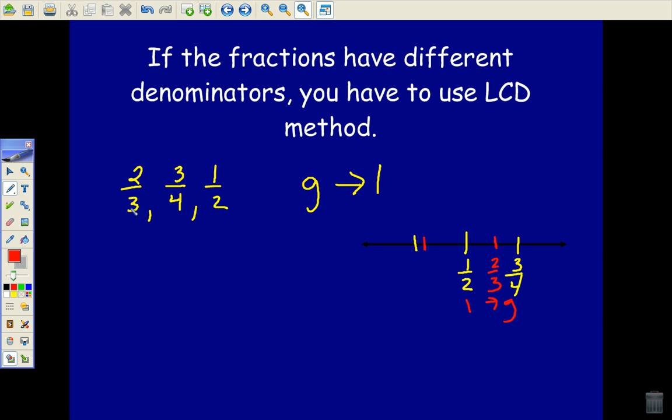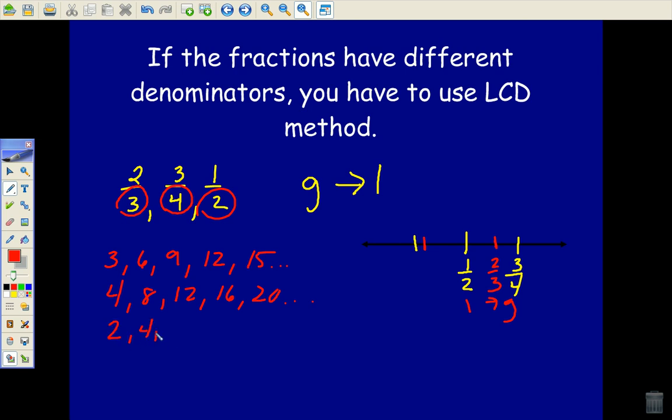Now, LCD said when the denominators were different, I have to make them the same. But how do I do that? Well, I look at each denominator, and then I'm going to do the multiples of them. So I've got 3, 6, 9, 12, 15, and I could keep going. That's the multiples of 3. For 4, I have 4, 8, 12, 16, 20, and I could keep going. 2 is 2, 4, 6, 8, 10, 12, keep on going.